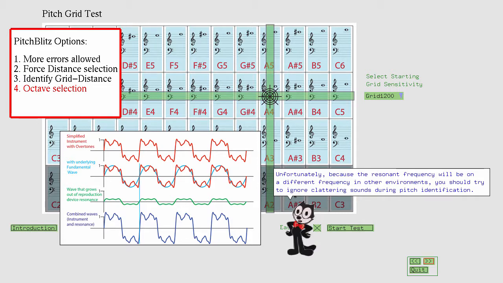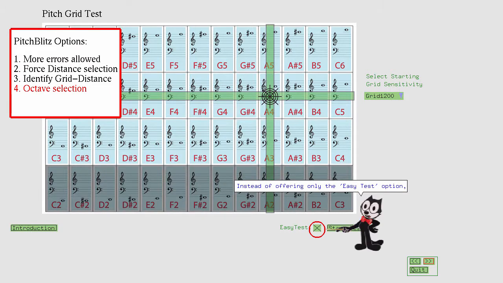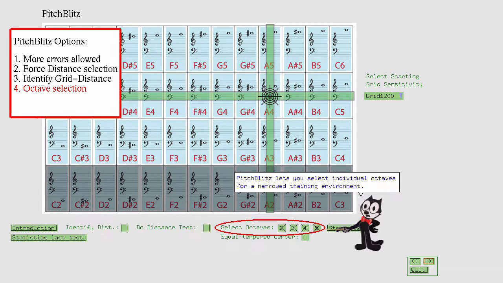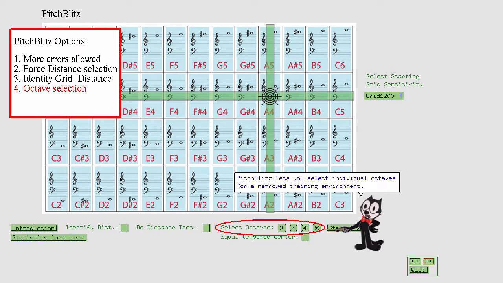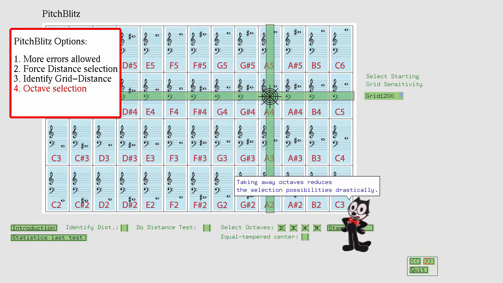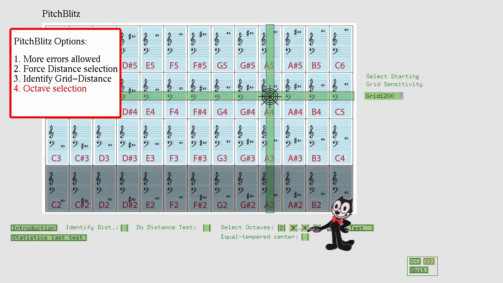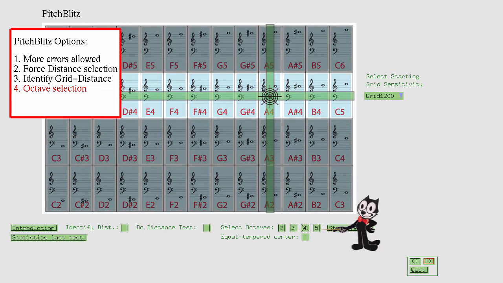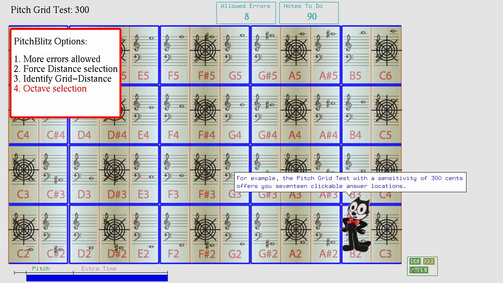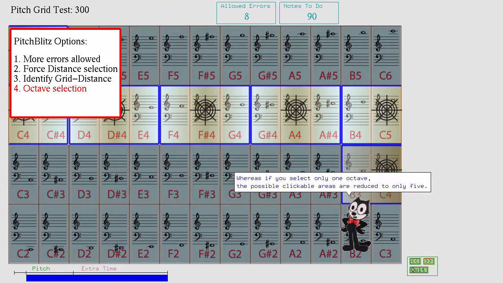sounds during pitch identification. Instead of offering only the easy test option, Pitch Blitz lets you select individual octaves for a narrowed training environment. Taking away octaves reduces the selection possibilities drastically. For example, the pitch grid test with a sensitivity of 300 cents offers you 17 clickable answer locations, whereas if you select only one octave, the possible clickable areas are reduced to only 5.